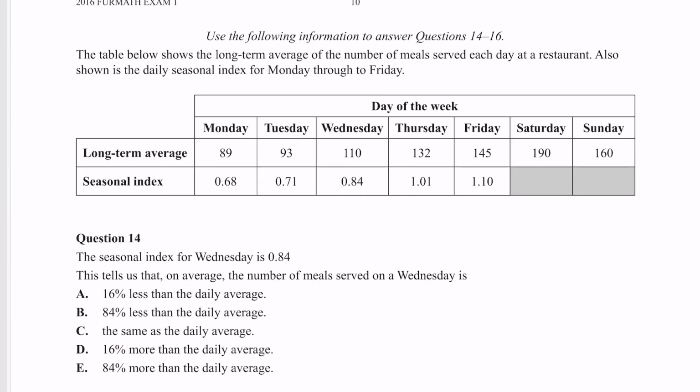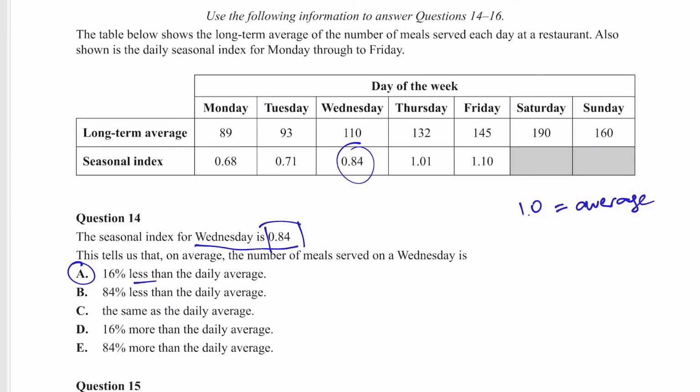Question 14. The table below shows the long-term average number of meals served each day at a restaurant. Also shown is the daily seasonal index for Monday through to Friday. So we know that our seasonal index for Wednesday is 0.84. This tells us that on average the number of meals served on a Wednesday is 16% less than the daily average. Why? Because 1.0 is the average, just like our mean. 1 is here, 0.84 is below the mean, which means it is 16% below.